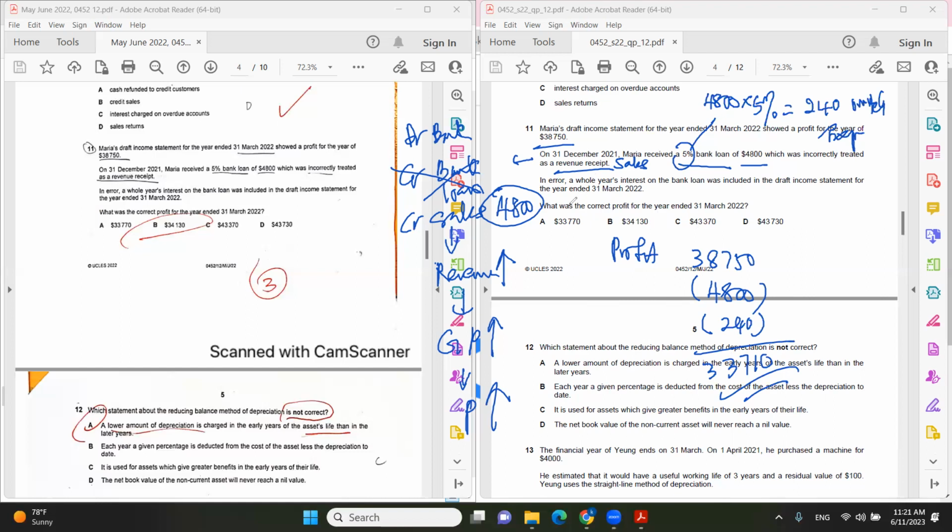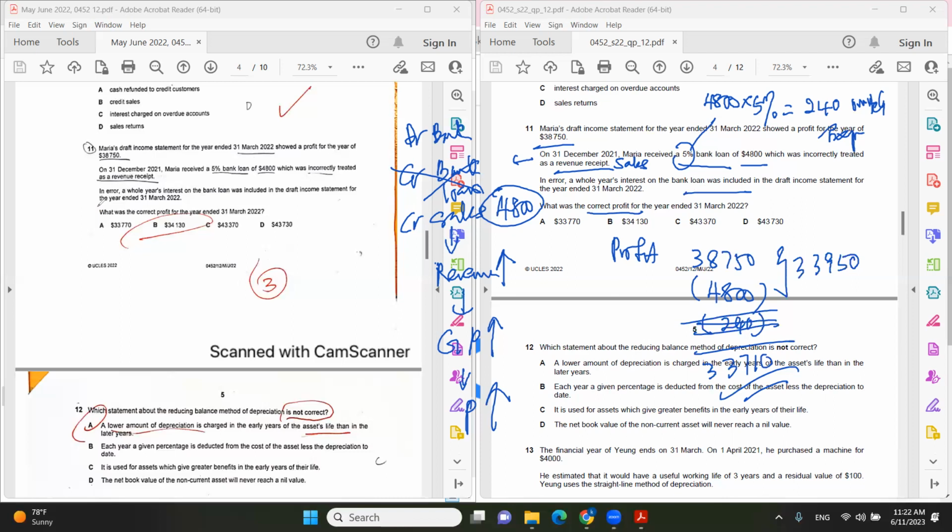Where is the thing goes wrong? What was the correct profit for the year ended? In error, a whole year interest was included. Okay, sorry. They already said that this one, they already included this interest. That means don't take this one already. They already counted this one. So that means we only take these two: 38750 minus 4800. So should be 33950. Is there any amount? Also don't have. What happened?